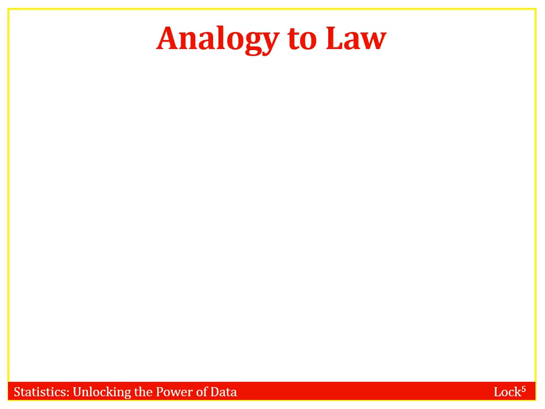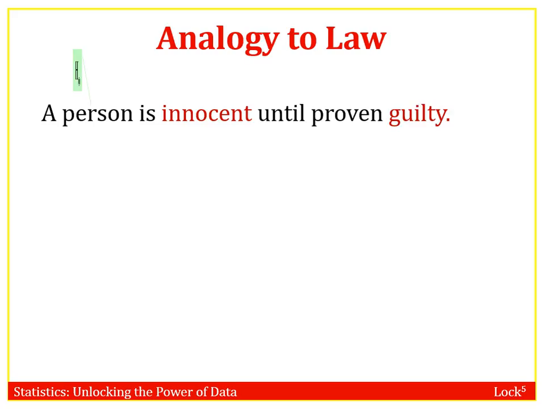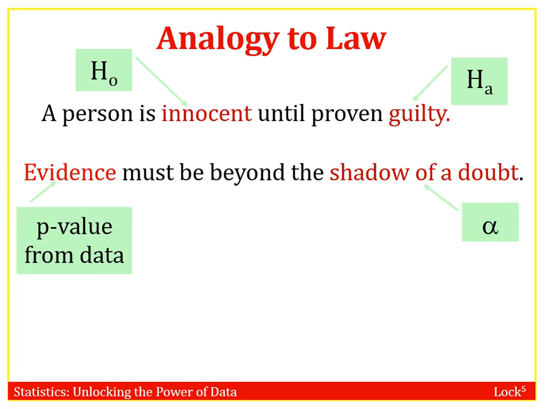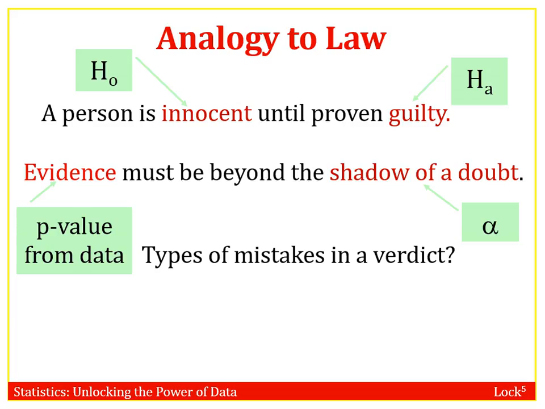So what about in the court of law? We have our null hypothesis that the person is innocent and our alternative that they're guilty. Evidence must be beyond a reasonable doubt. So your evidence is your p-value. Shadow of doubt is your alpha value. The types of mistakes that can be made.